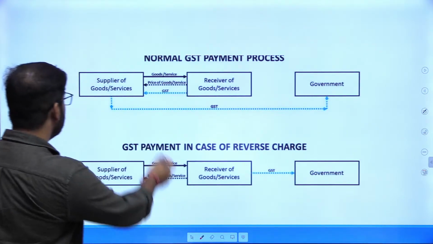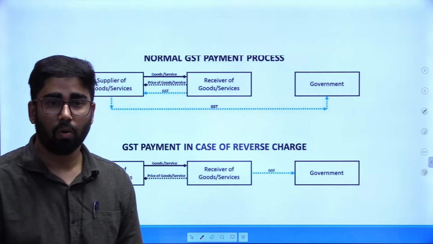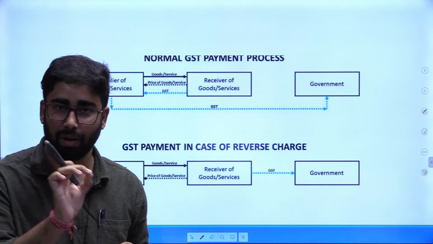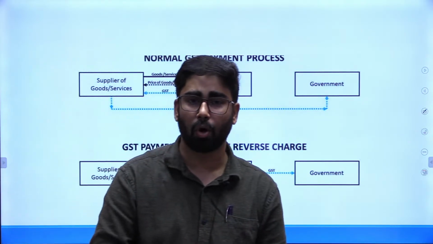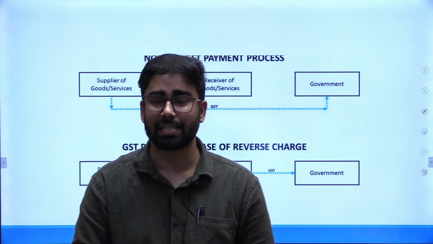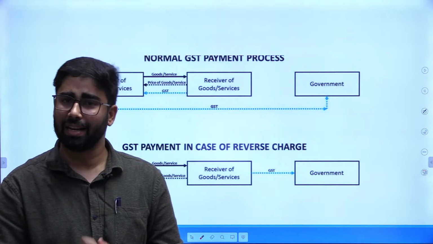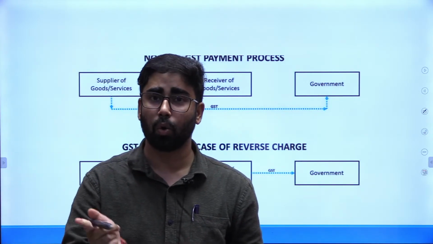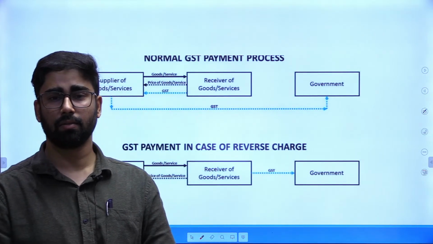Supplier of goods and services is there, receiver of goods and services there. Now the receiver of goods and services will pay the indirect tax, and who will deposit it? Please answer in the chat box. Who will deposit the GST with the government? Is it the supplier or is it the receiver? Receiver is paying the tax, but who is depositing it with the government? Please answer in the chat box.